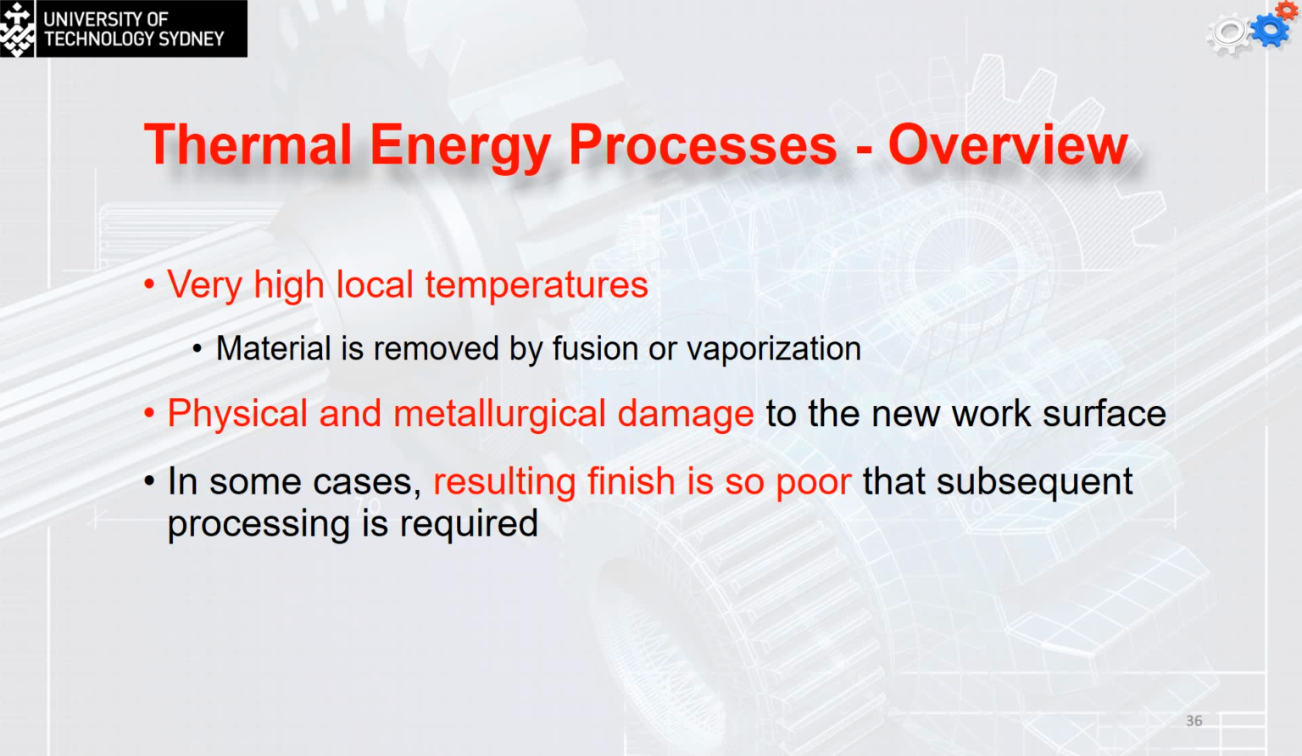And we're always going to have an area called the HAZ, which is the heat affected zone. It's going to be burnt, reach a high temperature, but not enough to melt the part, so it's only going to change its structure or shape. In some cases, the resulting finish is going to be too poor. That means we are going to have an extra process required to treat the surface.